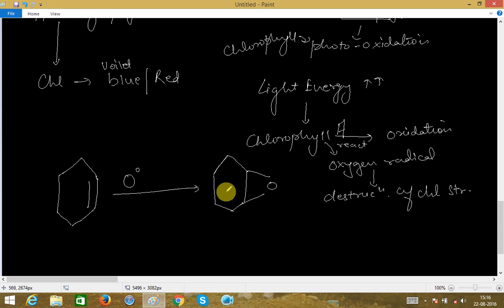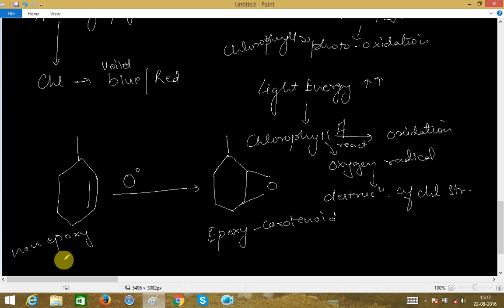So this was the carotenoid chain having the cyclic structure at the end. After being attached with the oxygen, this carotenoid is now going to be called an epoxy carotenoid. Initially this was the non-epoxy form of carotenoid.